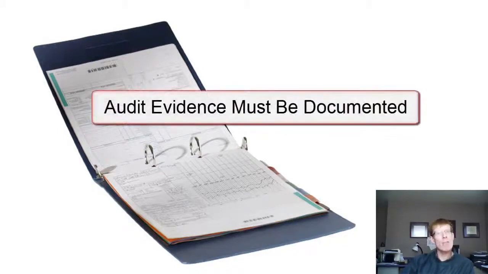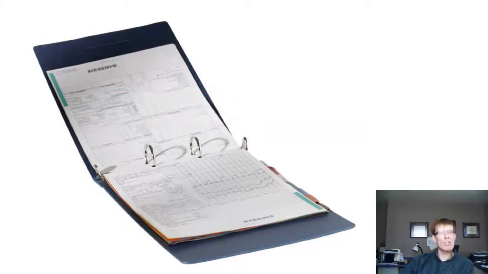In this lesson, we're going to learn all about audit evidence. Audit evidence is the stuff we gather as auditors to support our opinion on the fairness of presentation of the financial information prepared by management. Audit evidence must be documented. Audit evidence must support risks at the assertion level. You remember what we talked about in our last lesson about existence and completeness and accuracy, etc.?